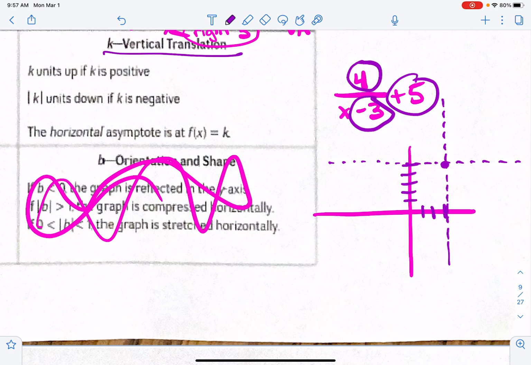Okay, little boy. I apologize if you're trying to concentrate and listen to him at the same time.